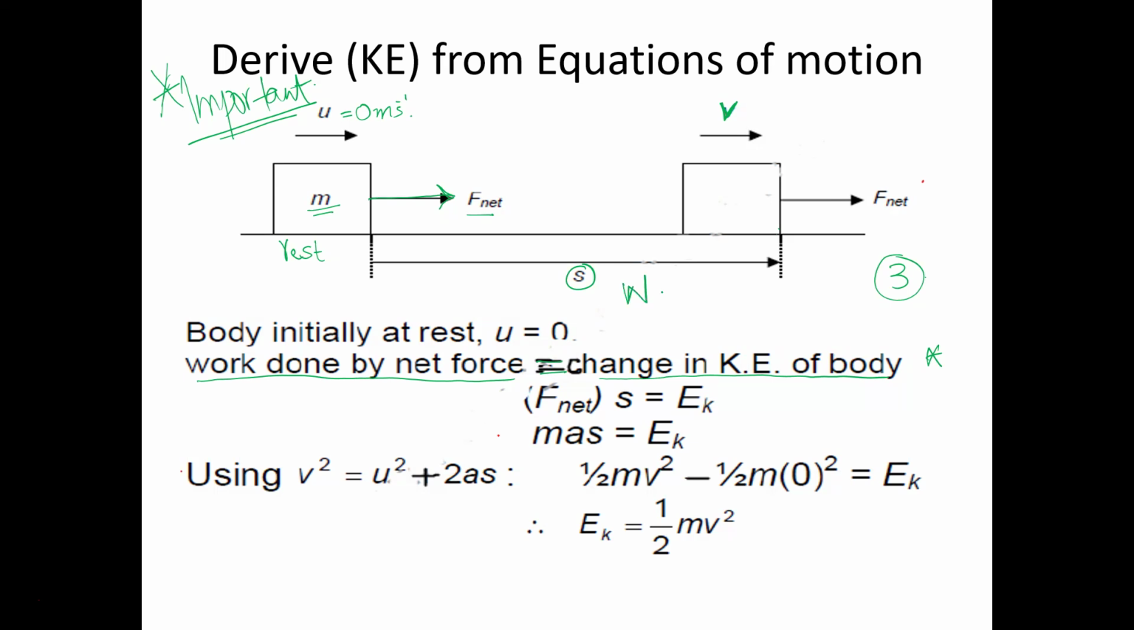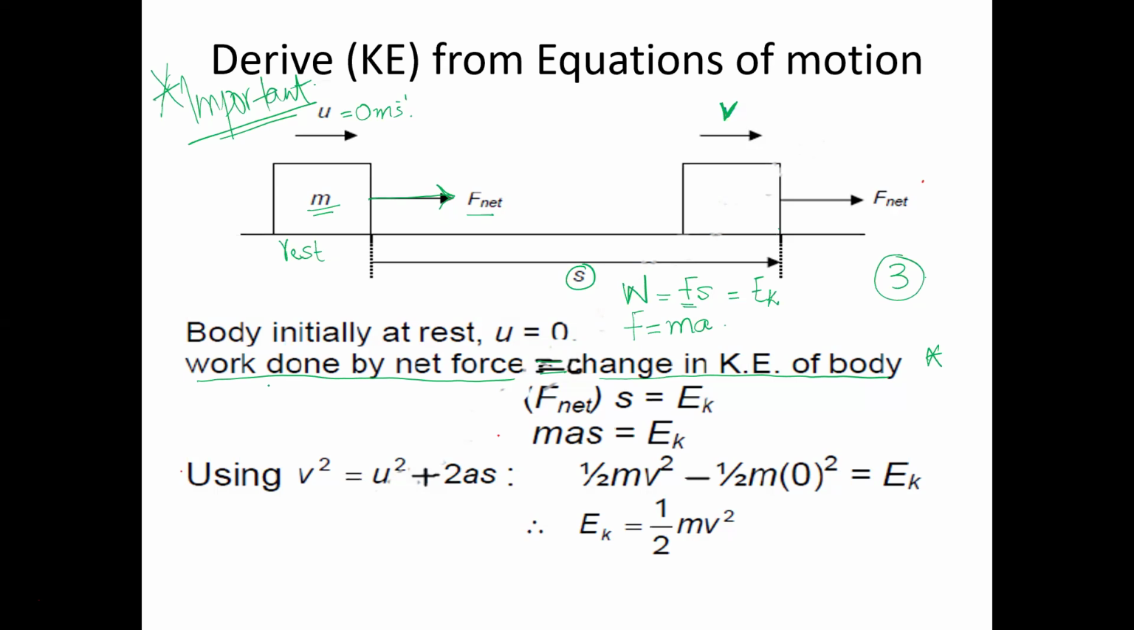Work done is given by the expression force into displacement s, right? And if we say this work done is equal to the kinetic energy stored in a body, we can say this is equal to Ek. So F into s will be equal to kinetic energy. Now from Newton's second law of motion, we know that resultant force is equal to ma, mass into acceleration. So I'm going to replace F with mass into acceleration.